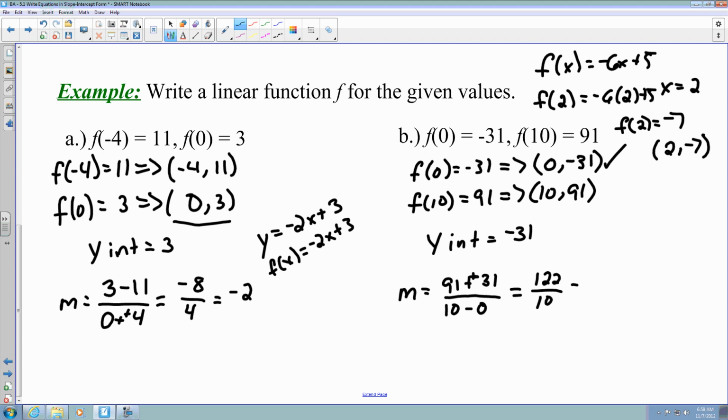And if I were to put this in the lowest terms, both of them are divisible by 2. So if I took 122 and divided it by 2, I'd get 61. And if I took 10 and divided it by 2, I would get 5. And so that is our slope. So I can write this as y equals 61 over 5 x minus 31. Or if they want you to write it as a function, f of x equals 61 over 5 x minus 31.